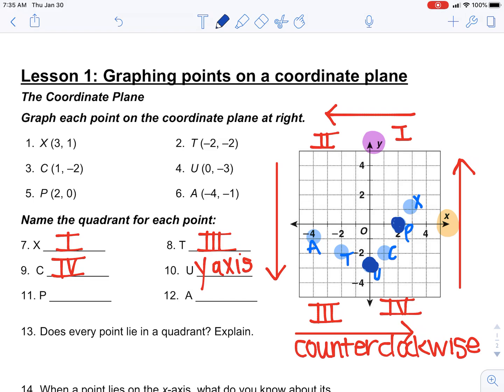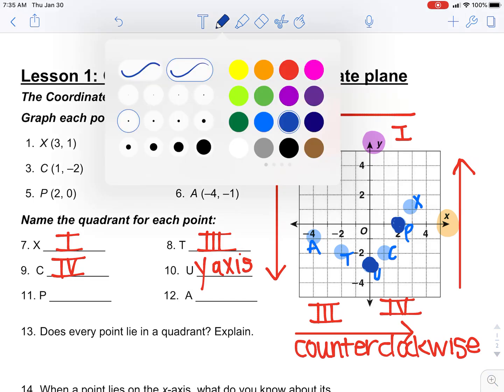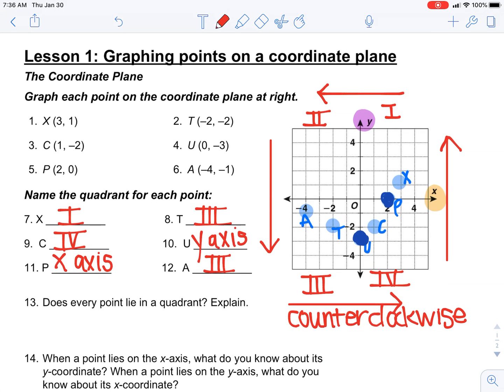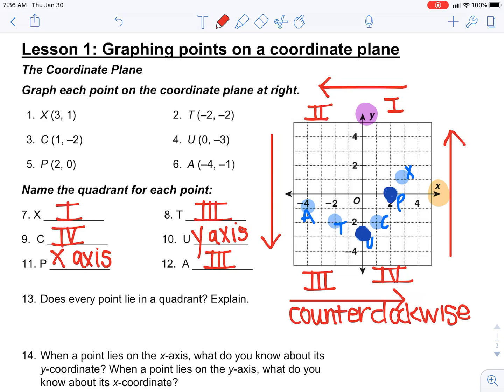That lies directly on the x-axis that I have highlighted in orange. So when we name that, we don't name it a quadrant, we name it the x-axis. And then point A is in quadrant 3. So we didn't have any points in quadrant 2, and sometimes that happens, so you shouldn't have quadrant 2 written down at all.